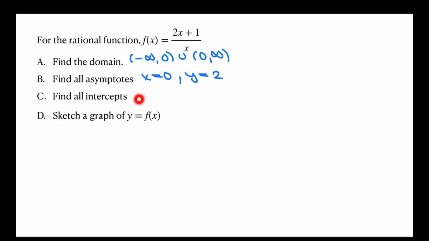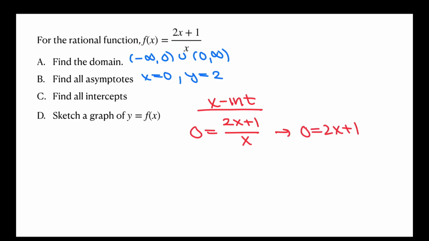Find all intercepts. To find the x-intercept, we have to plug in 0 for y, or plug in 0 for f of x. So I have 0 equals (2x plus 1) divided by x. The only way a fraction can equal 0 is if the numerator equals 0. So I'm going to set 2x plus 1 equal to 0. I can solve for x by subtracting the 1 and dividing by 2. So I have an x-intercept at x equals -1/2.